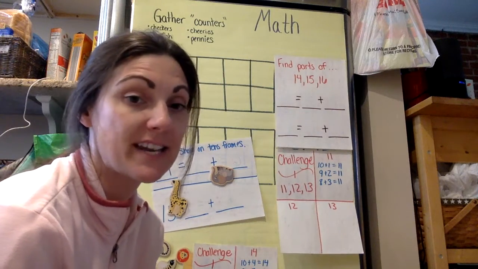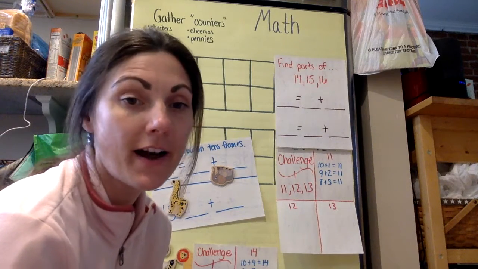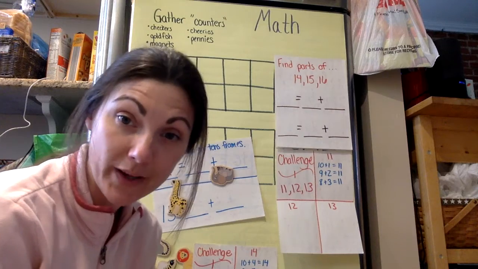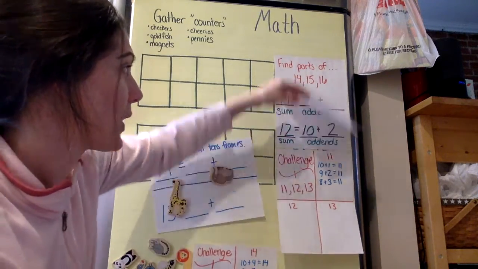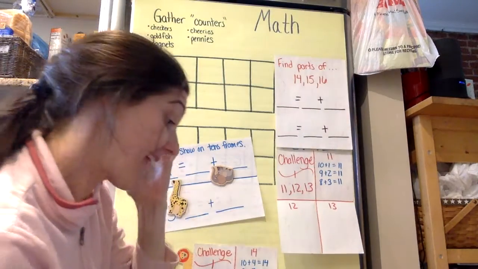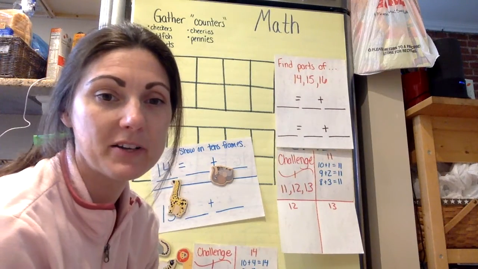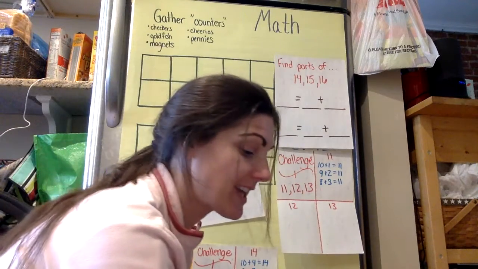It is 10-5 is the math lesson that we are on. But before we get started, I had some students send me some of their work that they did from the 10-4 lesson yesterday, so I wanted to take a minute to go through that. Yesterday we found the parts of 11, 12, and 13. They had an activity to do that was very similar to this, but I wanted to go over some of the challenge questions that they did.